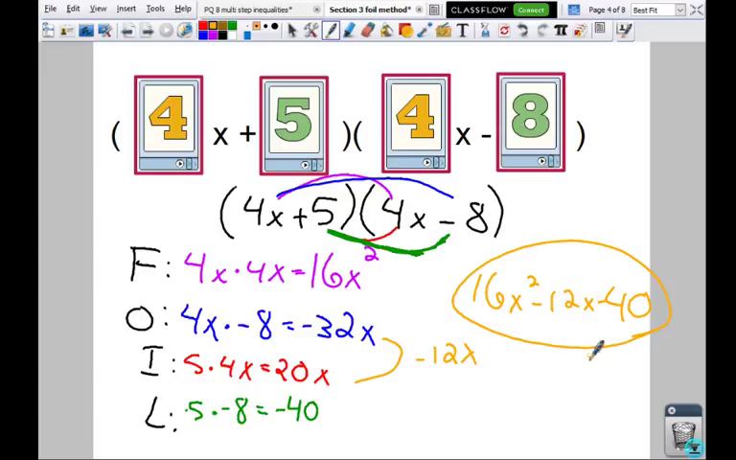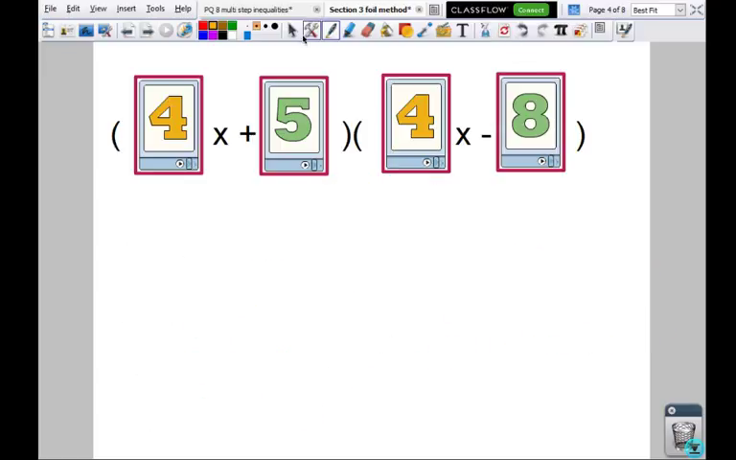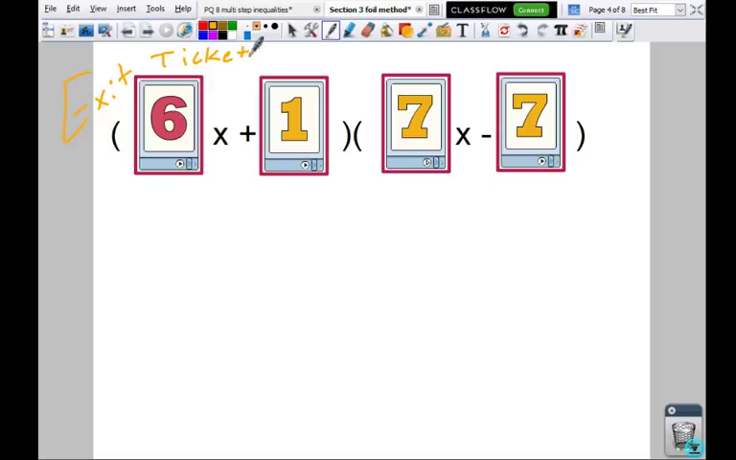So, this is going to be your exit ticket. I'll turn on Socrative in just a second, and then I'll put your homework on Google Classroom. All right, this is your exit ticket. Just to write it out like you'll see it in the book, 6x plus 1, and 7x minus 7. All right, that's your exit ticket. Foil it, then put it in Socrative. And then I'll put your homework on Google Classroom in just a second.